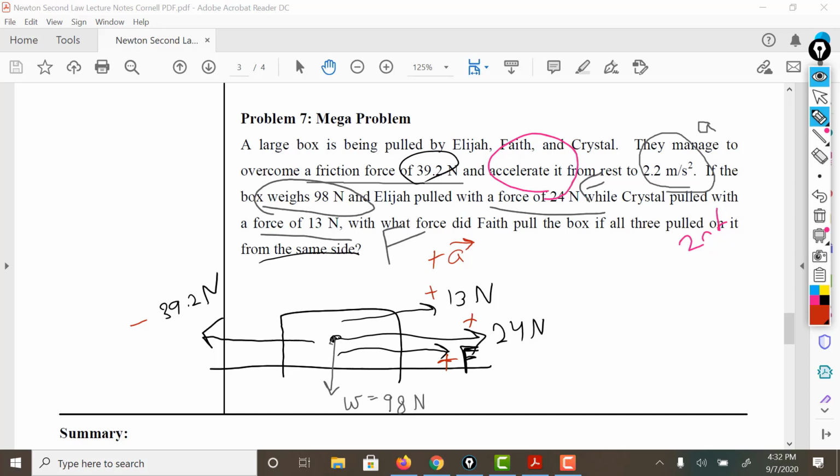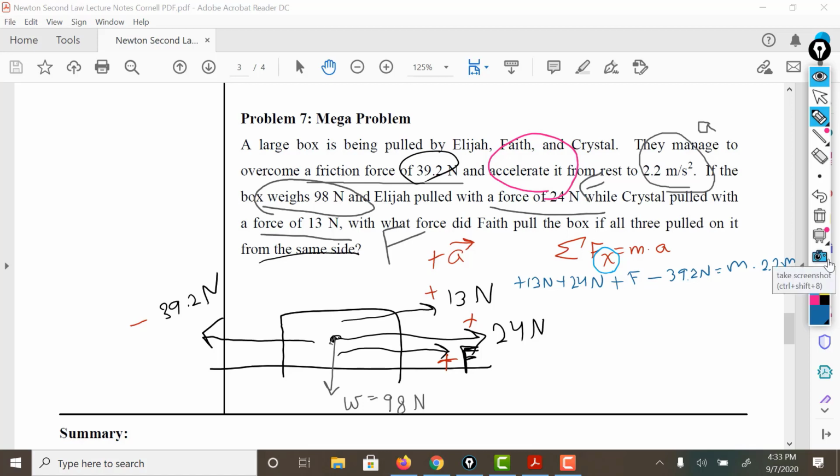We're going to set up Newton's second law. So we have 1, 2, 3, 4 forces going left and right. I know there's one going down, but remember we said we're only focusing on the x-axis right now. So we're only going to look at things that are going left and right. To the right, I have a positive 13 newtons, a positive 24 newtons, a positive Faith force, and then I have a negative 39.2 newtons. Gee, it would be nice if we had the mass, 2.2 meters per second squared.